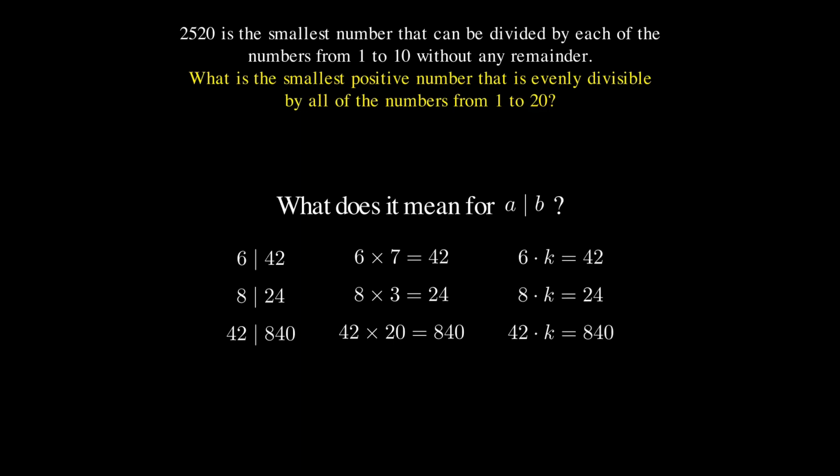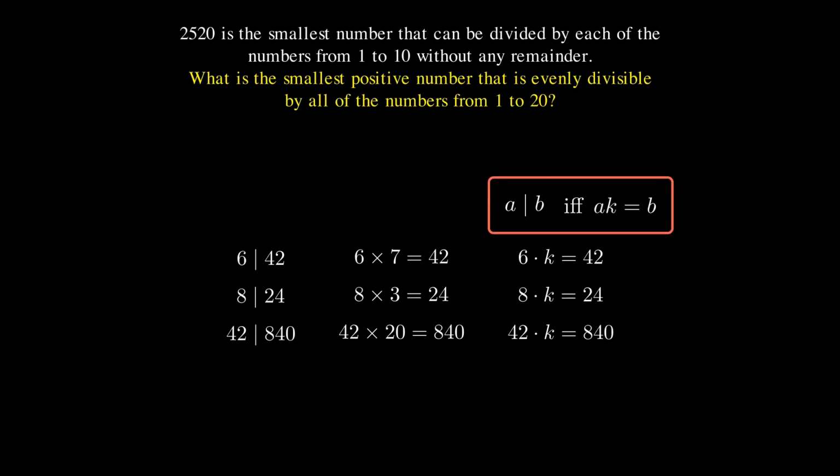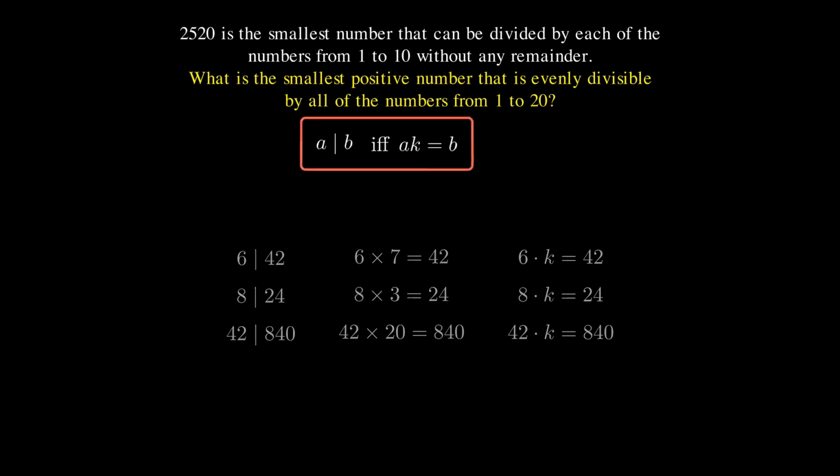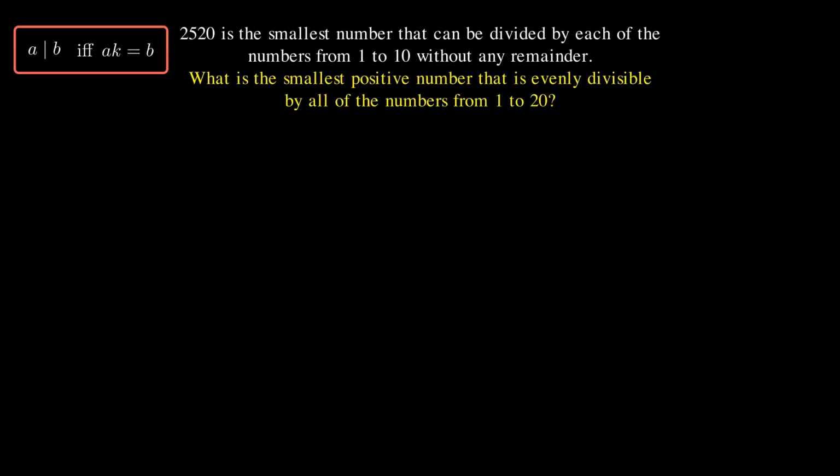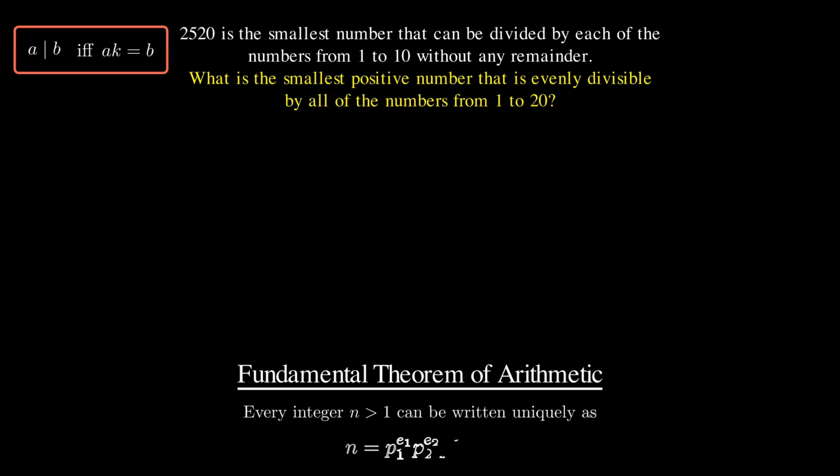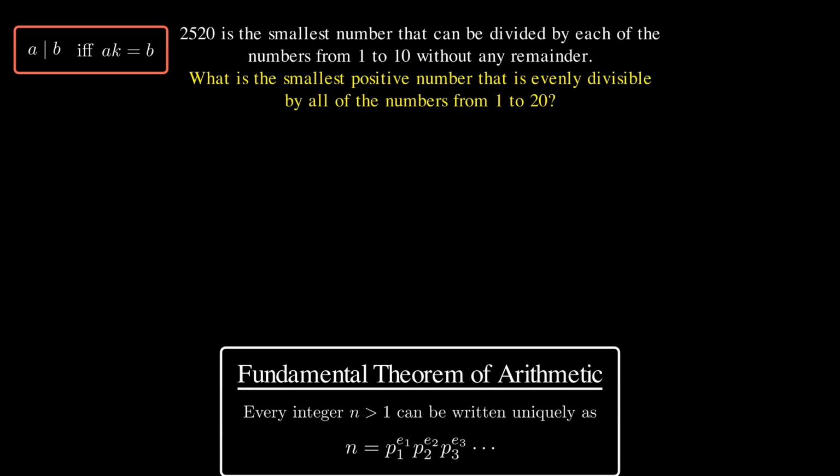And so we have 6 times k equals 42, so 6 divides 42. And we're going to take this as our definition of evenly divisible: a divides b if and only if a times k equals b for some k. We'll need that. The other thing we're going to need is the idea that every number can be written uniquely as its prime expansion here.